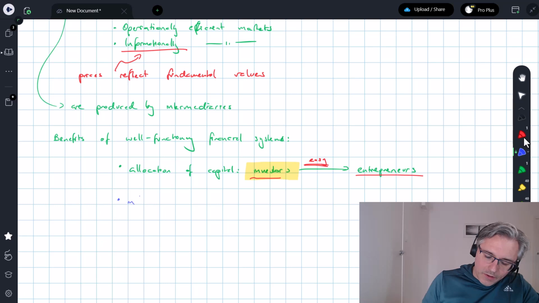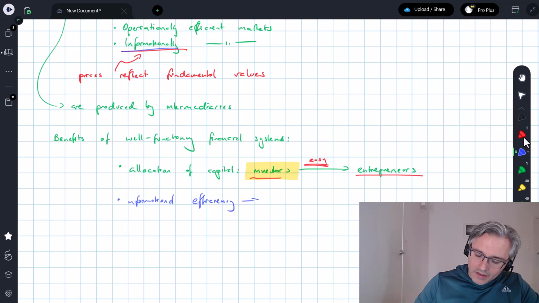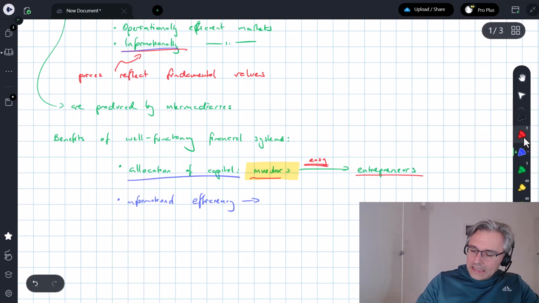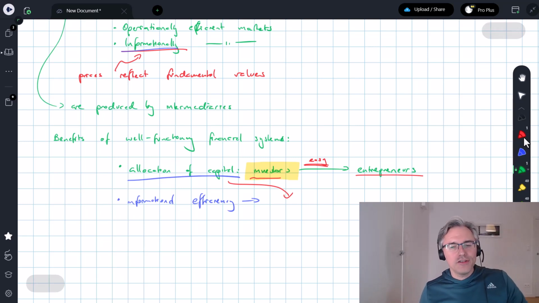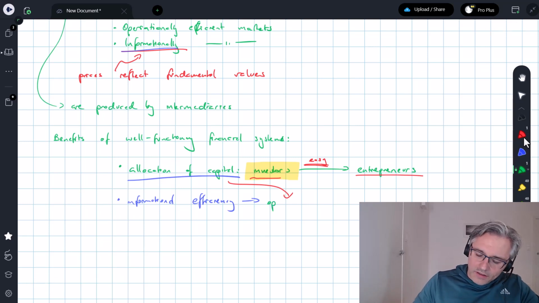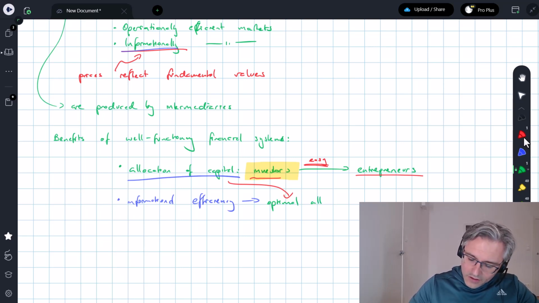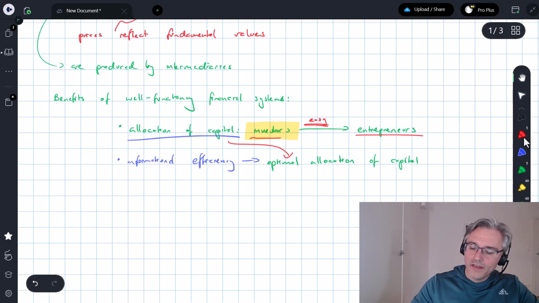And with informational efficiency, which we discussed as being one of the traits of a well-functioning system, that allocation is not just easy. If we do have complete information and access to complete information, we should come to the optimal conclusion. So it should not just be easy, but also the optimal allocation of resources, especially capital.